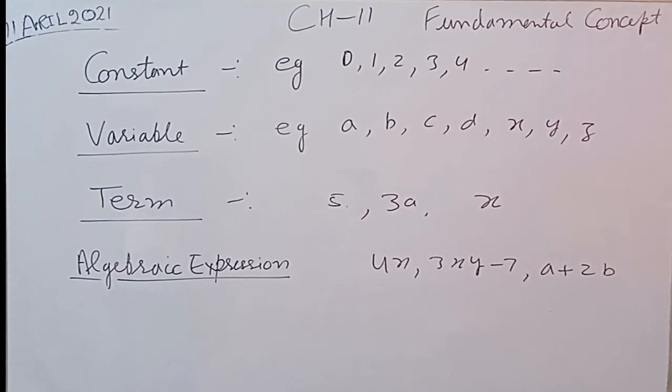Children, in arithmetic we use the digits 0, 1, 2, 3, 4, each of which has a fixed value, and so these digits and the numbers formed by these digits are called constants.